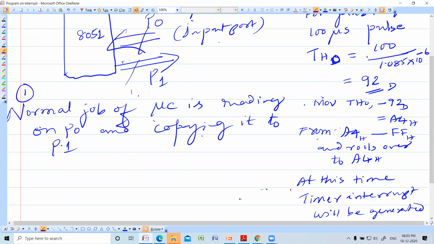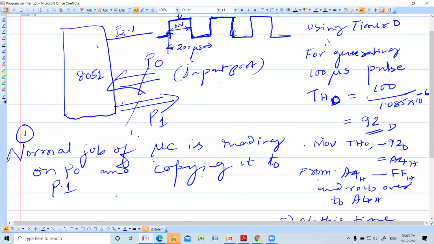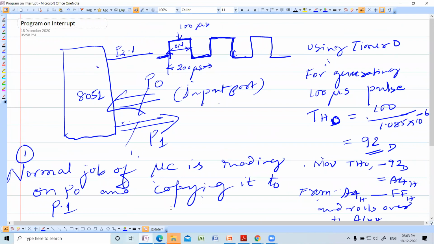So this is the interrupt task. At the time of rollover of the timer, there will be an interrupt. So the microcontroller is doing the normal job and generating the square wave, which is the interrupt job. It is done simultaneously. When there is an interrupt, only then the square wave is generated. Otherwise, it is doing its normal job of reading on P0 and copying it to P1.